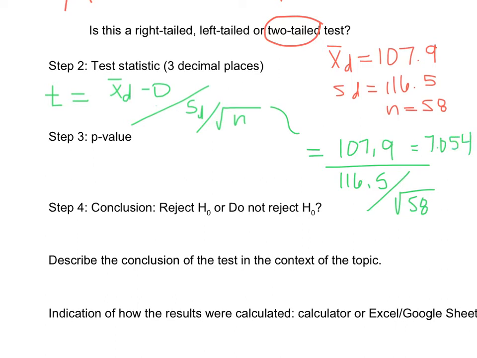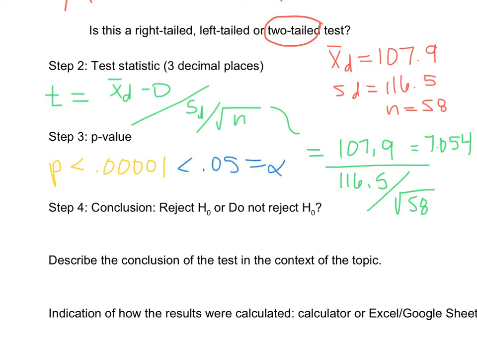7.054. P-value, we're going to use that online calculator where we plug in that test statistic and the degrees of freedom, which is 57. Also, we want to indicate on the calculator that this is a two-tailed test. So it's a really small p-value. P-value is so small they don't actually give it to us, but they tell us it's less than 0.00001.